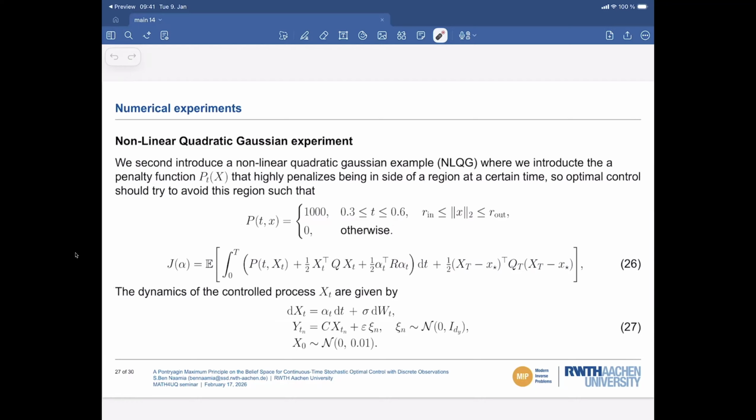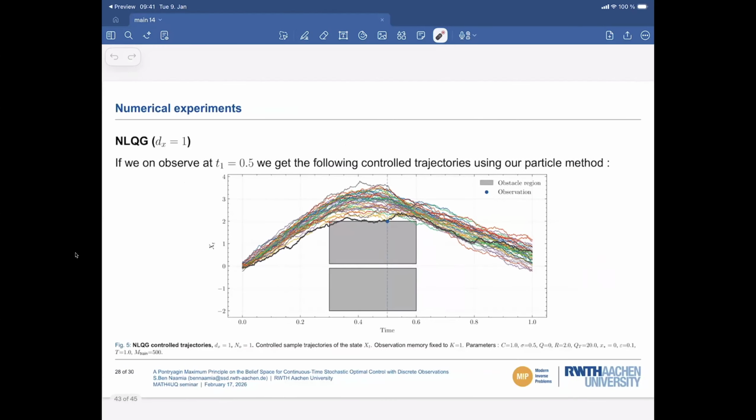Yeah, the dynamics here are still linear, but what we do here is we break the quadratic cost that, in the separation principle, is very important in some sense, right? Here we keep the noise level fixed at some level of epsilon, but the nice thing about this example is that you can observe what is happening for the trajectories and if it is actually avoiding that penalty region. So this is the example in one dimension, and you only get one observation at time 0.5. What you get here is actually a prior.